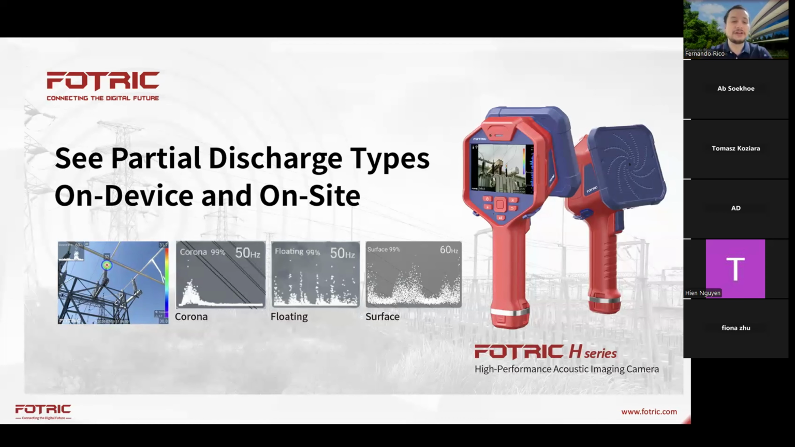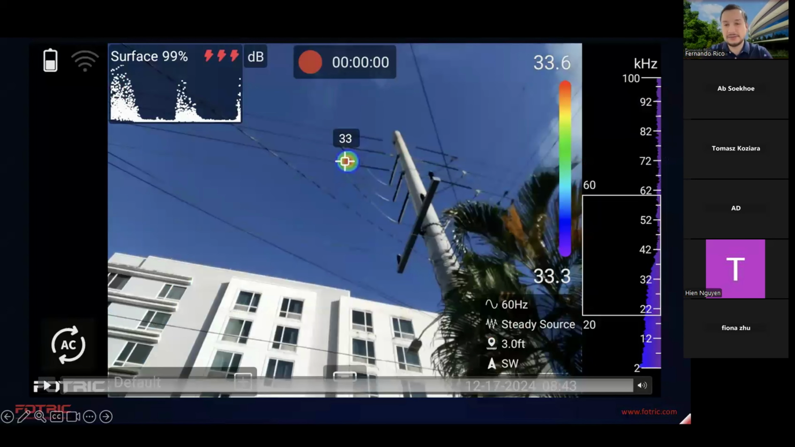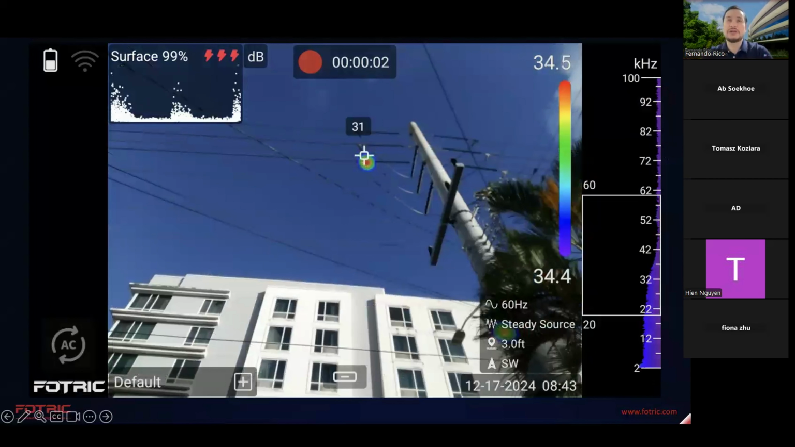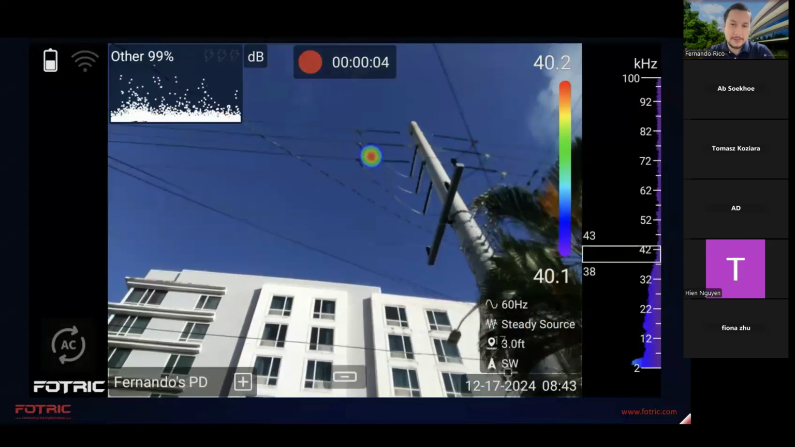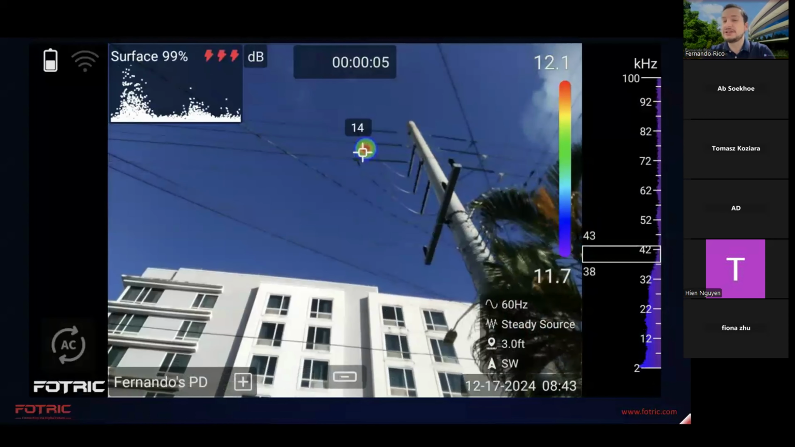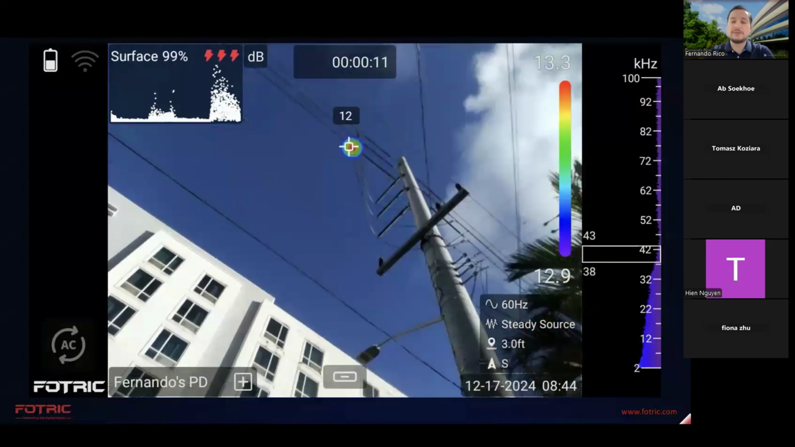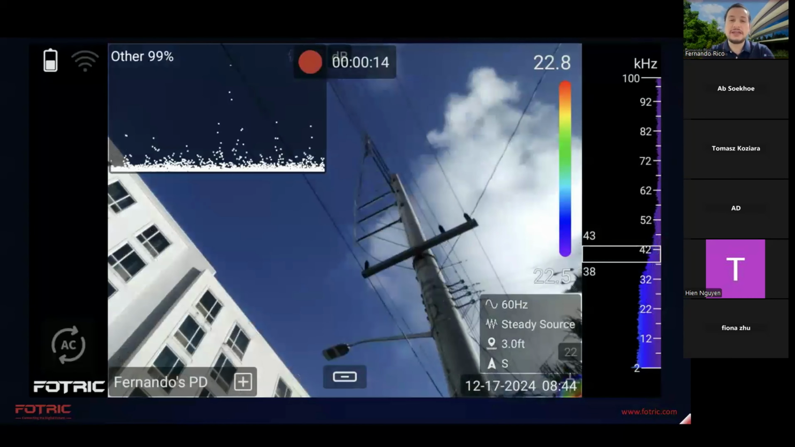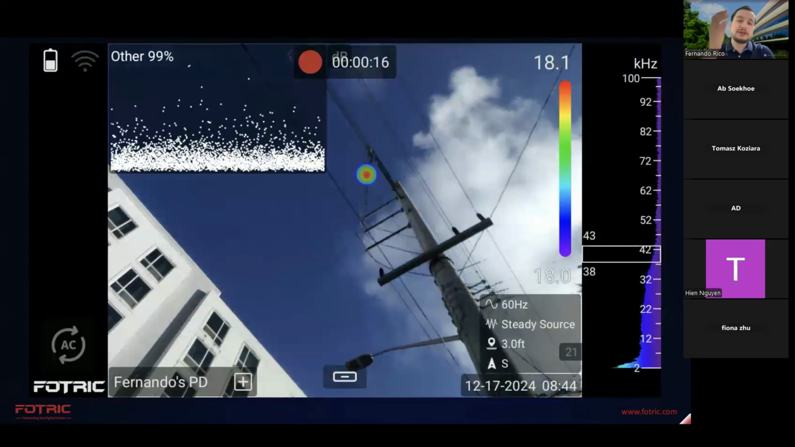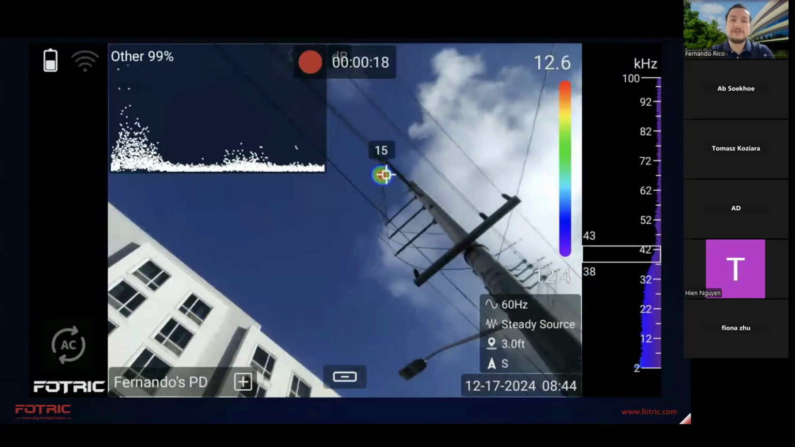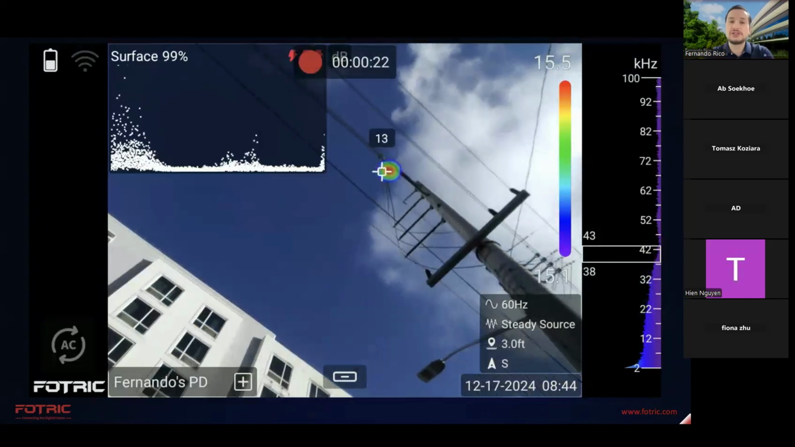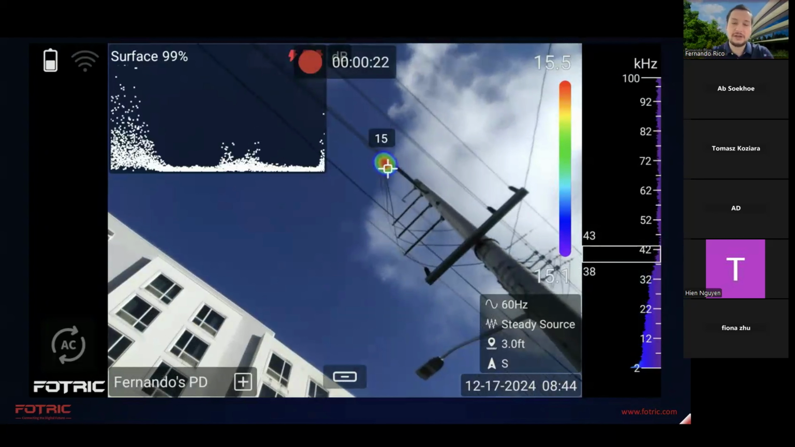Here's a very simple example. This is a windy day. One question I get often: does it work when it's windy? Yes, it does. There might be some challenges compared to a quiet day, but you can see how the palm trees are shaking by the air, yet the camera is focused and locked on the specific location and showing that there is surface discharge occurring in that very location.